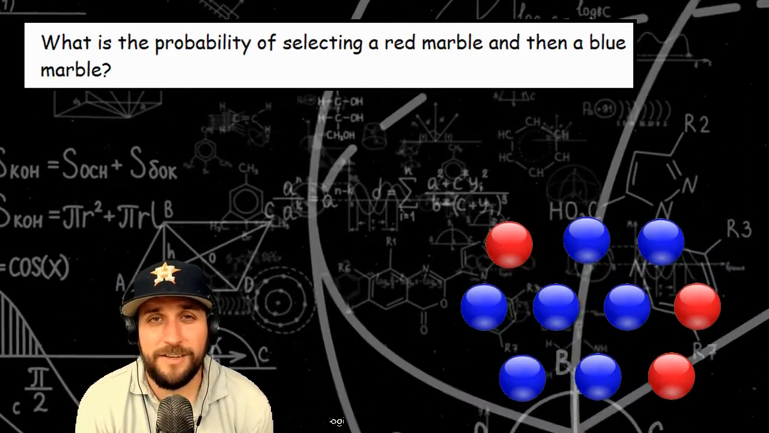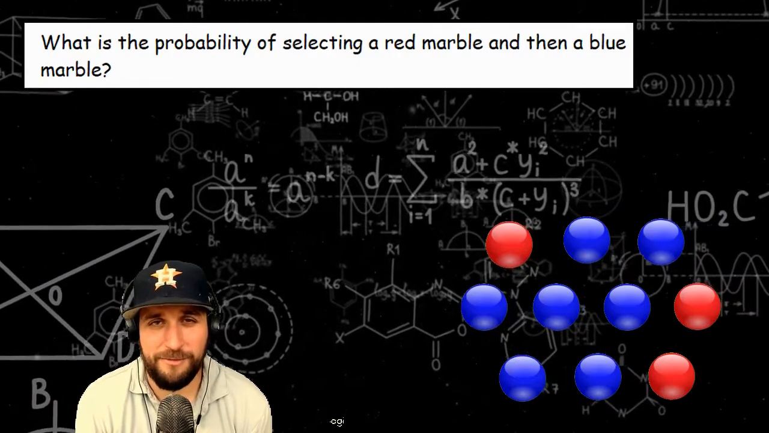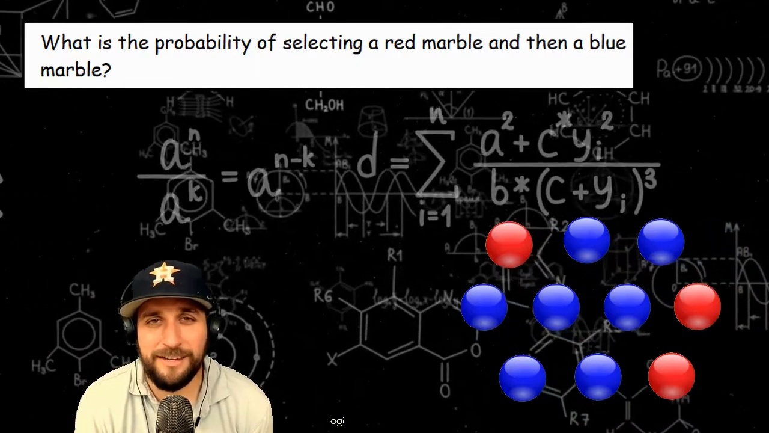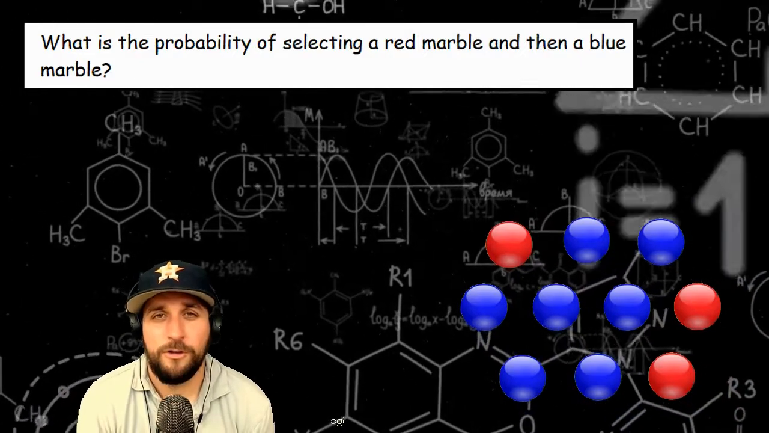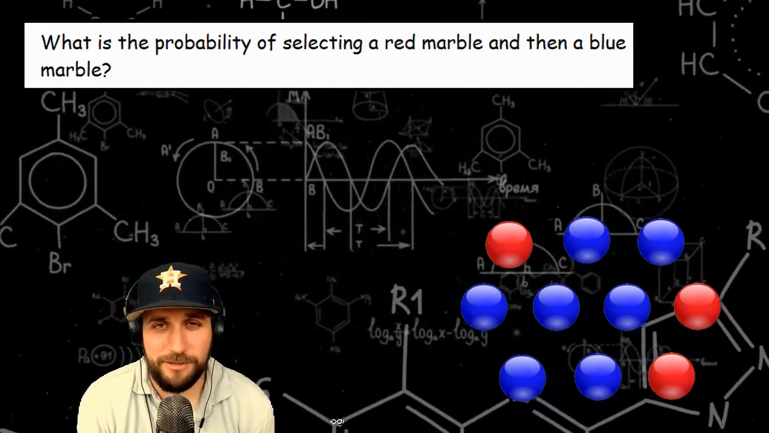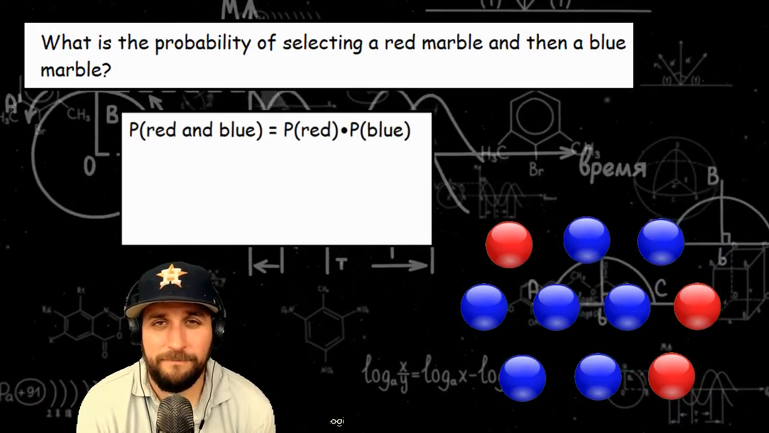These are independent events because I replaced the marble in the bag. There were 10 marbles in the bag for my first drawing, and then there will still be 10 marbles in the bag for my second drawing, so they're independent. So probability of red and then blue. That should equal the probability of red times the probability of blue.